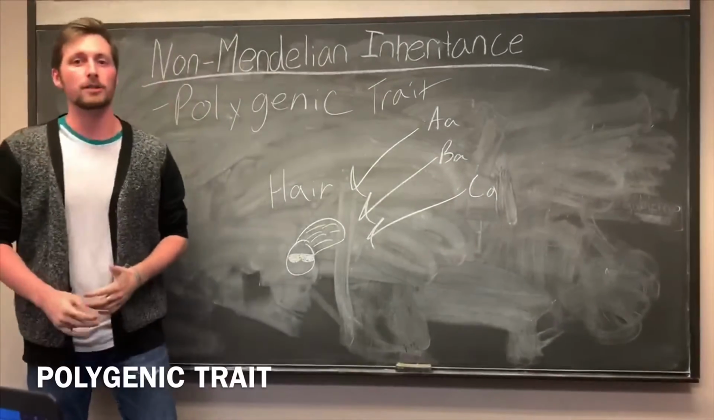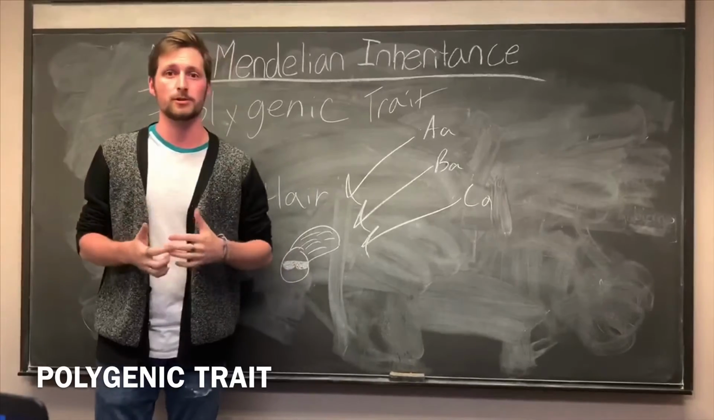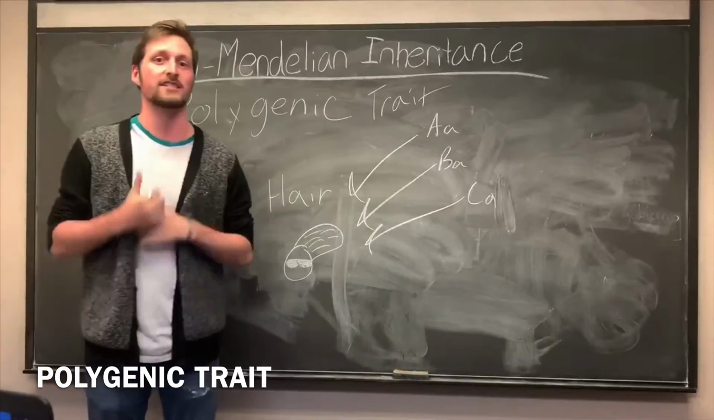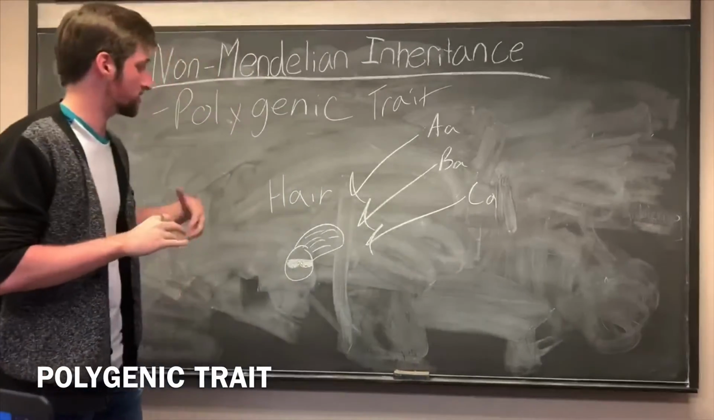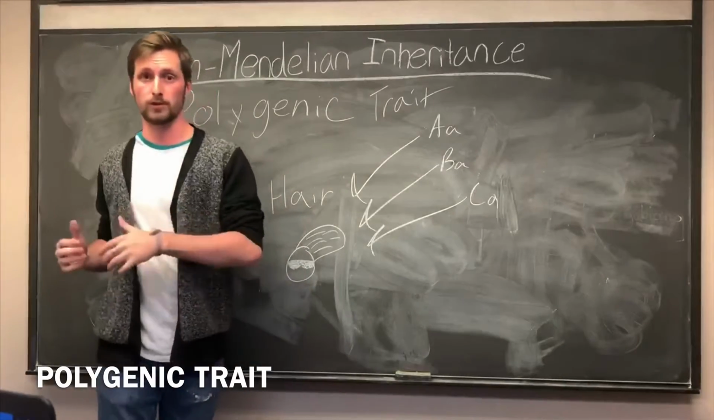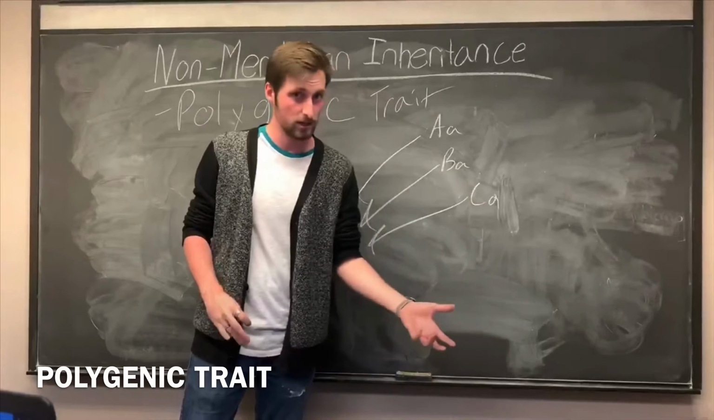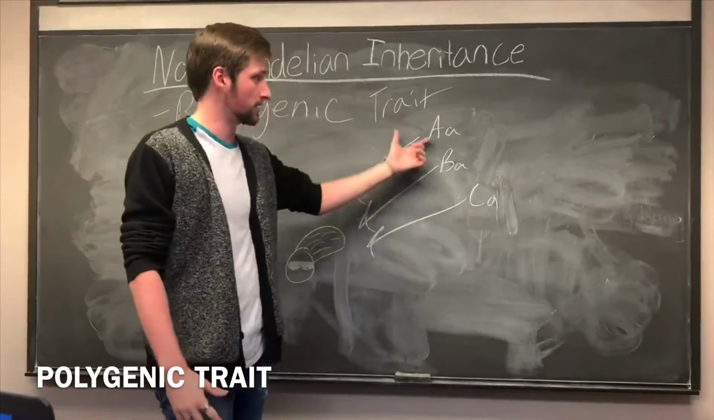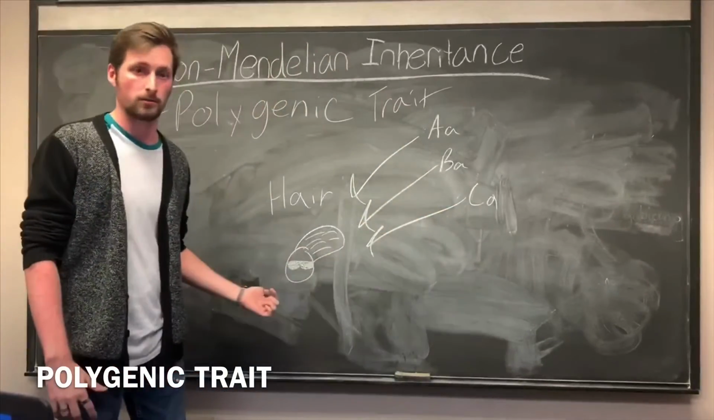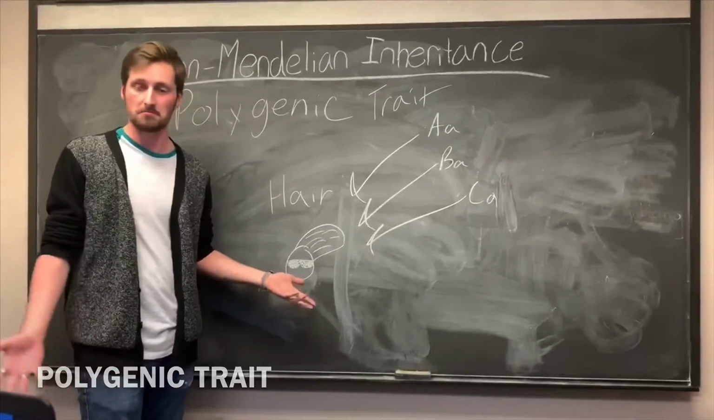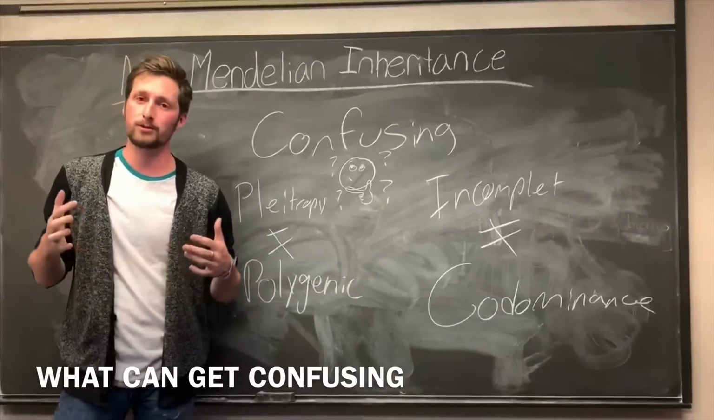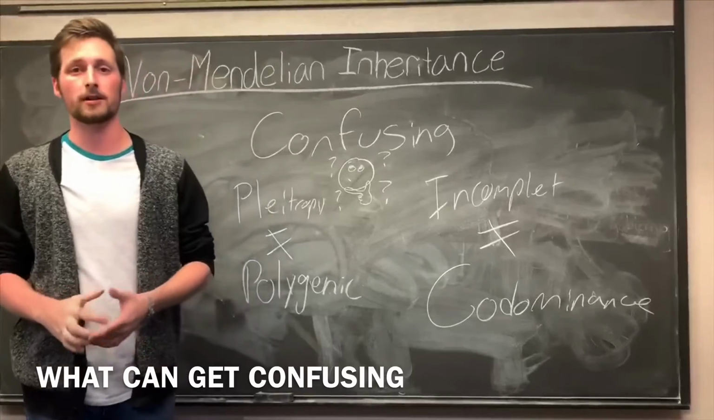This next one is polygenic trait. This is very, very similar to pleiotropy, except it's the exact opposite of it. Pretty much, this is when a trait is controlled by multiple different genes. So pleiotropy was when a gene controls multiple different traits. It's the exact opposite. This and this and this all control the hair color of Johnny Bravo. It's pretty simple.